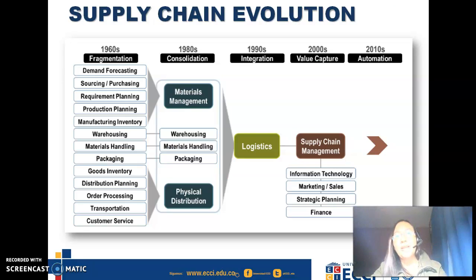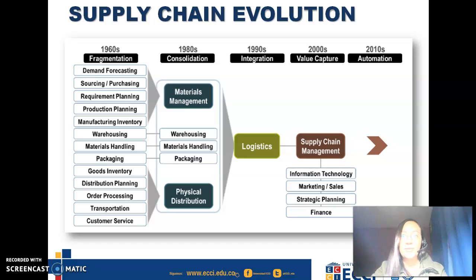This is the supply chain evolution. Supply chain evolution initially, in 1960, was seen as a key area for future productivity improvement since the system was highly fragmented. In 1990, globalization incited a functional integration and the emergence of logistics.